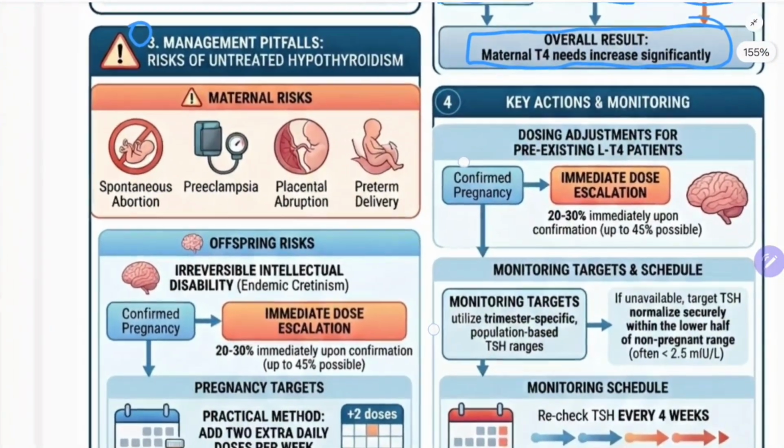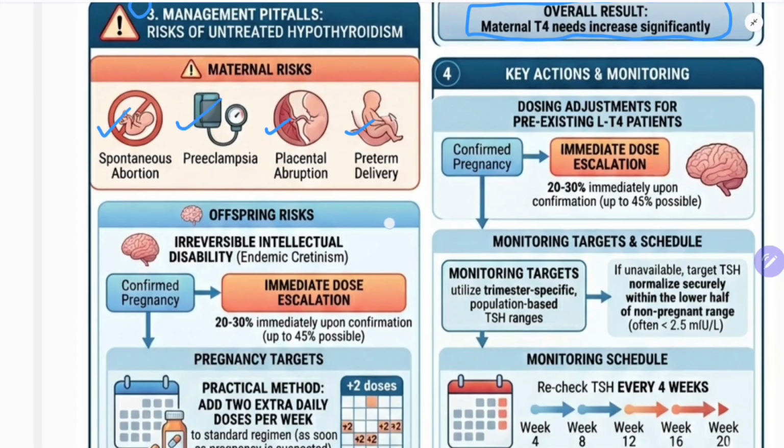Risk of untreated hypothyroidism. What are the risks? You can divide into maternal or offspring risks. There is a risk of spontaneous abortion, a high chance of preeclampsia, a high chance of abruptio placentae, and a high chance of preterm delivery. Four things. Repeated abortion, if the patient is going through that, check thyroid levels. Spontaneous abortion, abruptio placentae, preterm birth, and preeclampsia. These are the four important maternal risks.